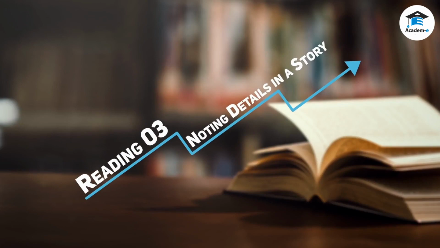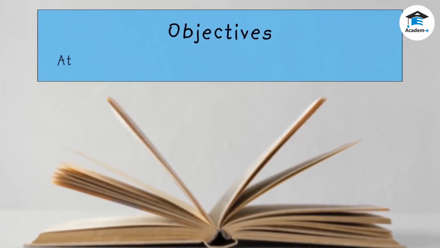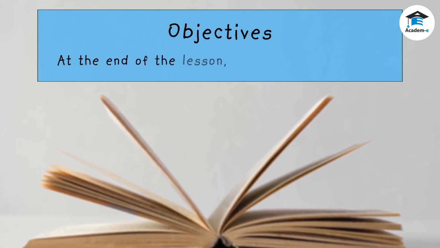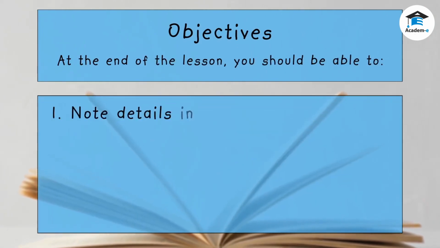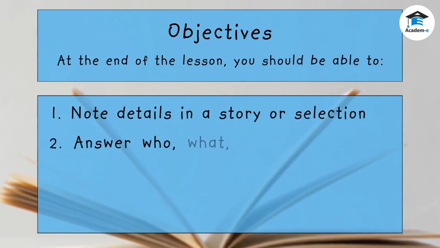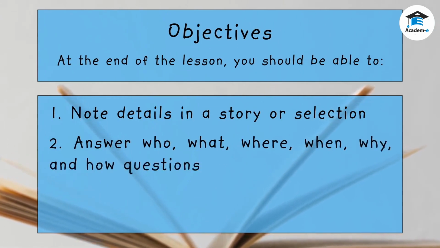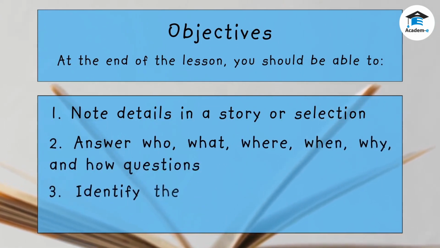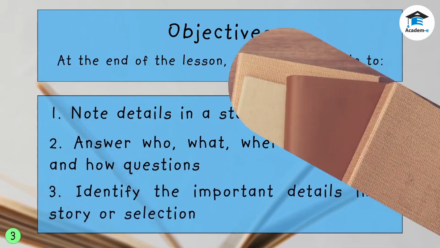Reading 3. Noting details in a story. Objectives. At the end of the lesson, you should be able to note details in a story or selection. Answer who, what, where, when, why, and how questions. Identify the important details in a story or selection.